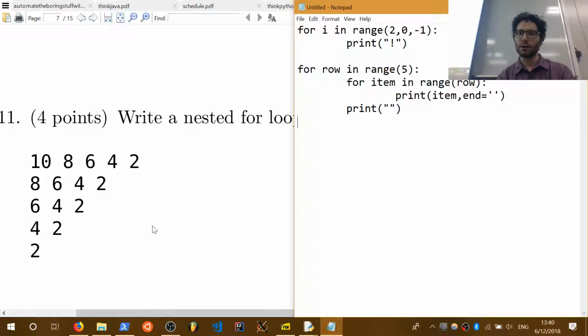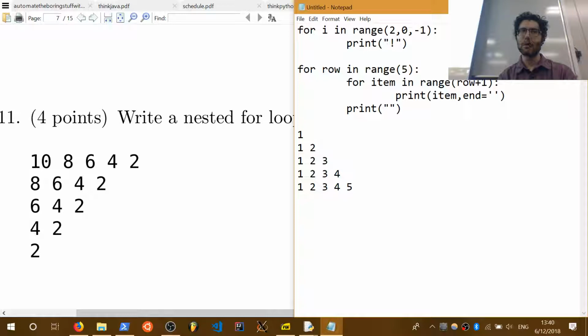we'd have 0 here in the first line, then 1, then 1, 2, 1, 2, 3, 1, 2, 3, 4. So that's not what I want. If I do row plus 1, mind you, then I'll get this in reverse. 1, 2, 3, 4, 5.